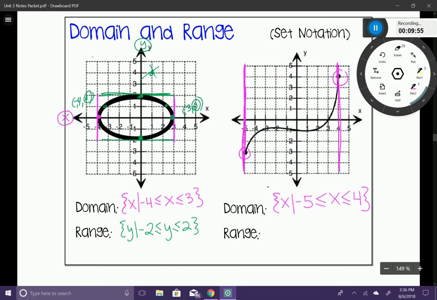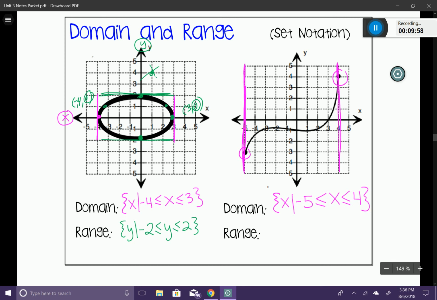Now looking at my y, let's look at my highest and lowest y values. This coordinate right here, notice that it has no arrows at the end, so that is my highest y value. And then my lowest y value is down here. So therefore, y such that my lowest y value is negative 3, which is less than or equal to y, which is less than or equal to positive 4. And there we have it, my highest and lowest. So that is my domain and my range of the given graph.